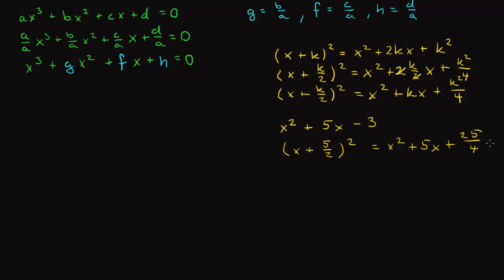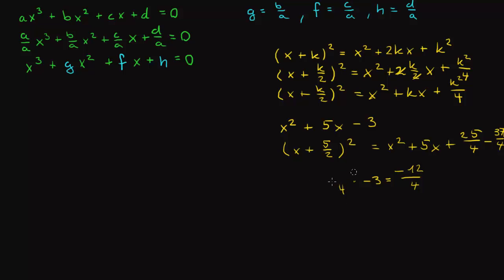So this is not the best example. We have to subtract here. Well, we could say that -3 is equal to, let's make it fourths, so we multiply by 4/4, so what we'd get is -12 over 4. And so to get to -12 over 4, we have to subtract 25 and another 12. So 25 plus 12 is 37 over 4.